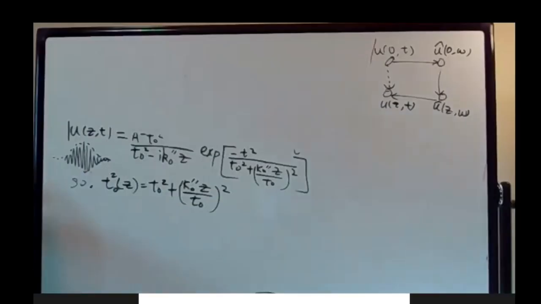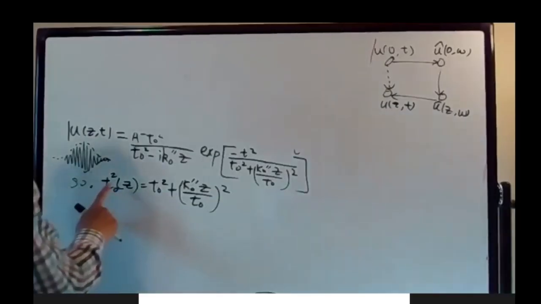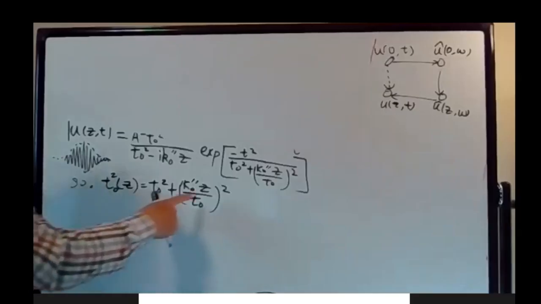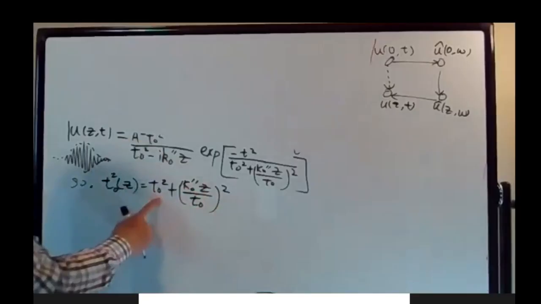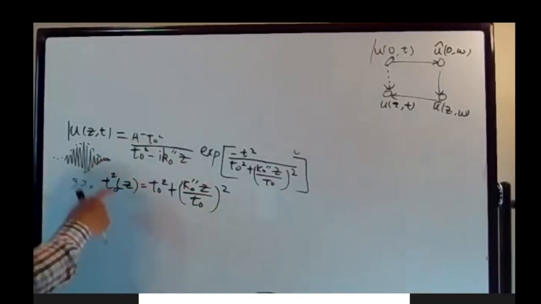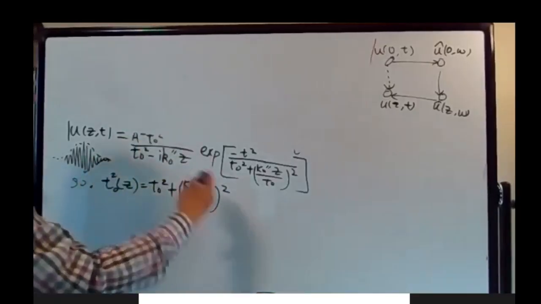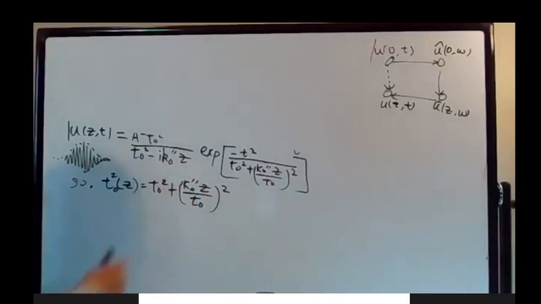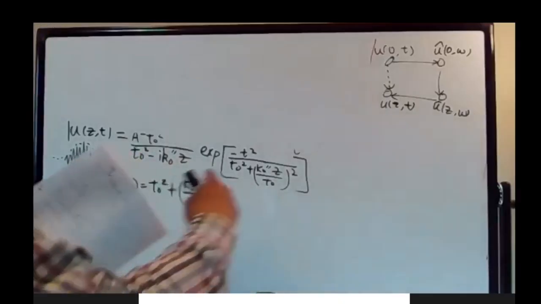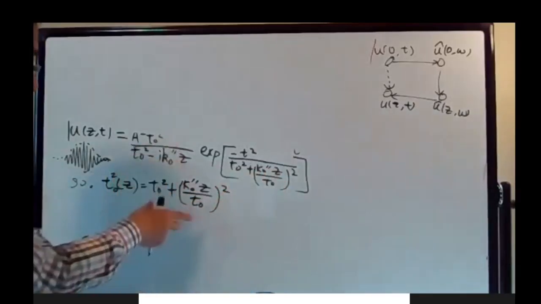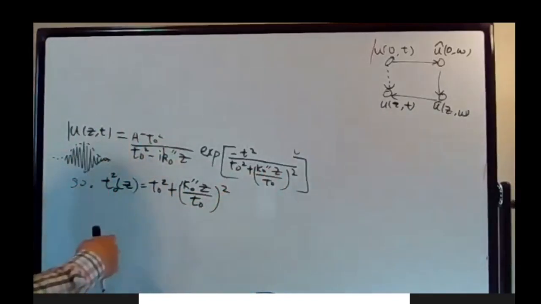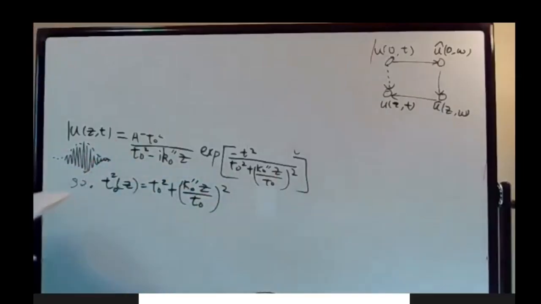Okay, so this is my T naught Z, right? If Z is 0 at the beginning, it is T naught squared. Once you propagate, when Z increases, the whole thing increases. That means pulse width broadening, because it's squared, so it's always positive. So T naught Z always increases.